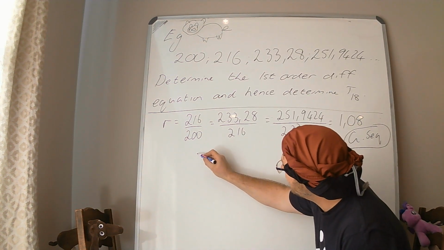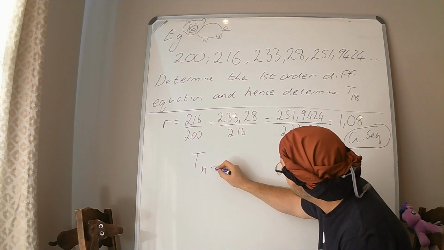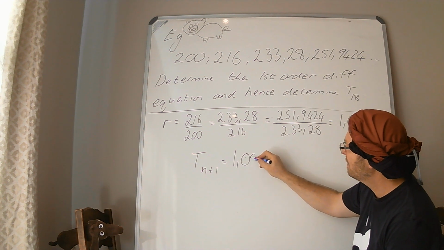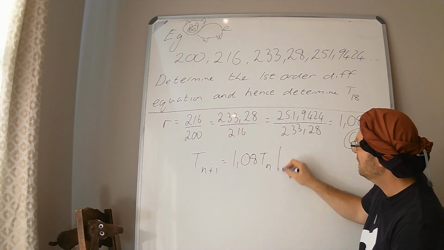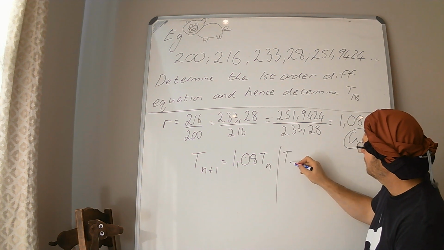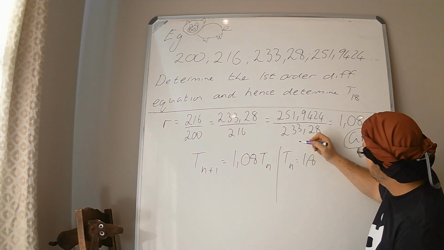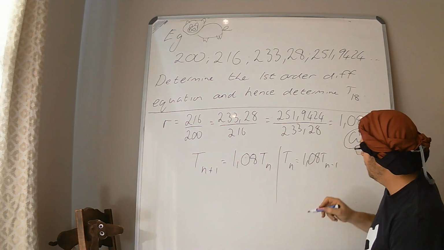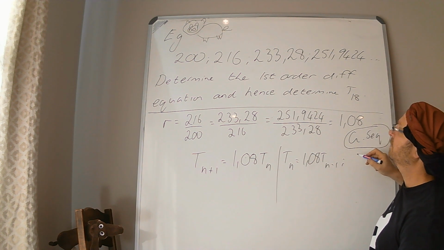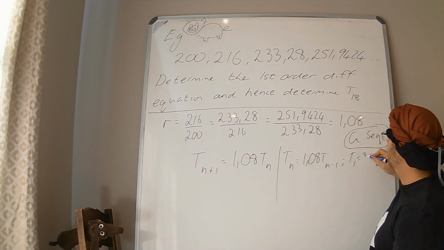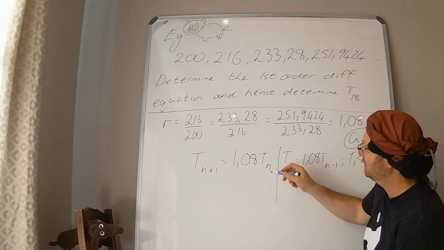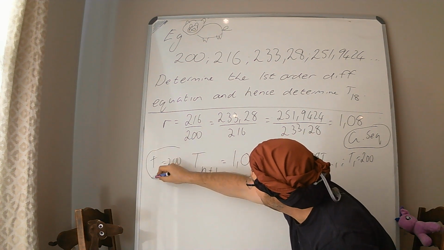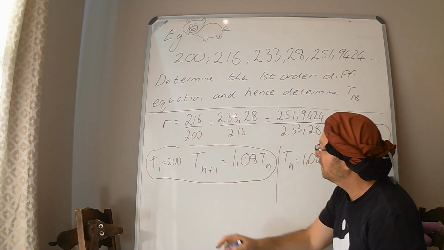And indeed you are correct. The first order difference equation will be term n plus 1 is equal to 1,08 times the term before, which would be term n. You could also write it as term n is 1,08 times term n minus 1. And in both cases, you have to also write down the value of the first term, which is that term 1 is equal to 200, and there is the formula you're going to work with.